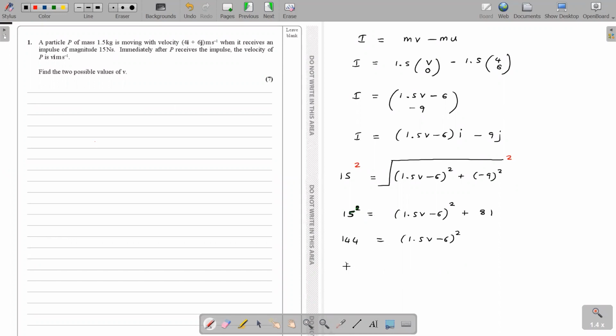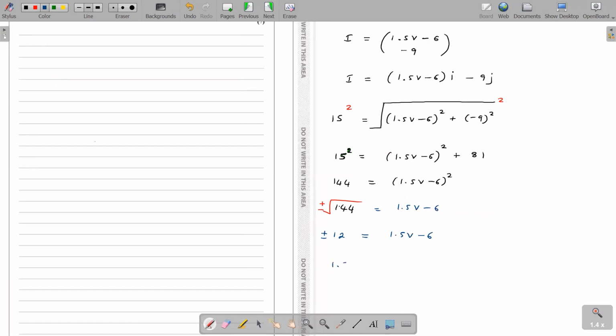So I rather keep it like this and we'll remove the square and get the coefficient. I get the square root of 144. I'm removing the square as a root, and you remember you need to put plus or minus. And I get 1.5 v minus 6, so plus or minus root 144, which is 12, equals 1.5 v minus 6. So let me separate. 1.5 v minus 6 equals plus 12, or 1.5 v minus 6 equals minus 12. So v equals 12 plus 6 divided by 1.5, or v equals minus 12 plus 6 divided by 1.5.